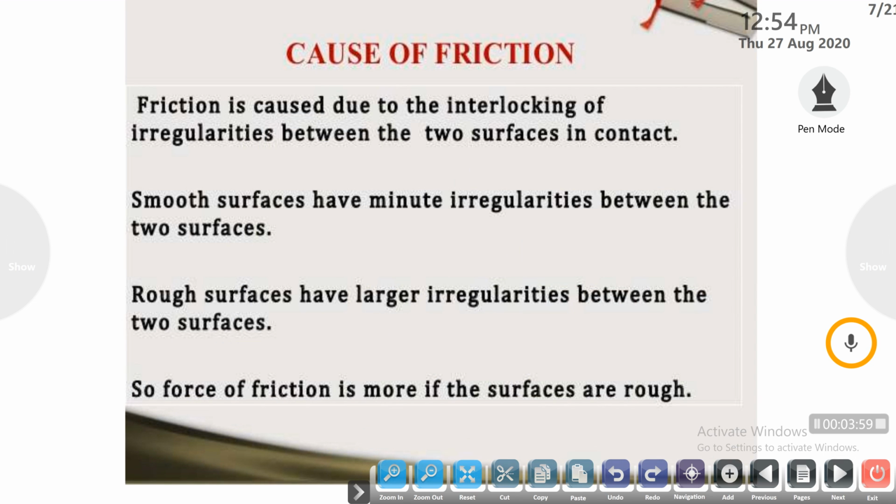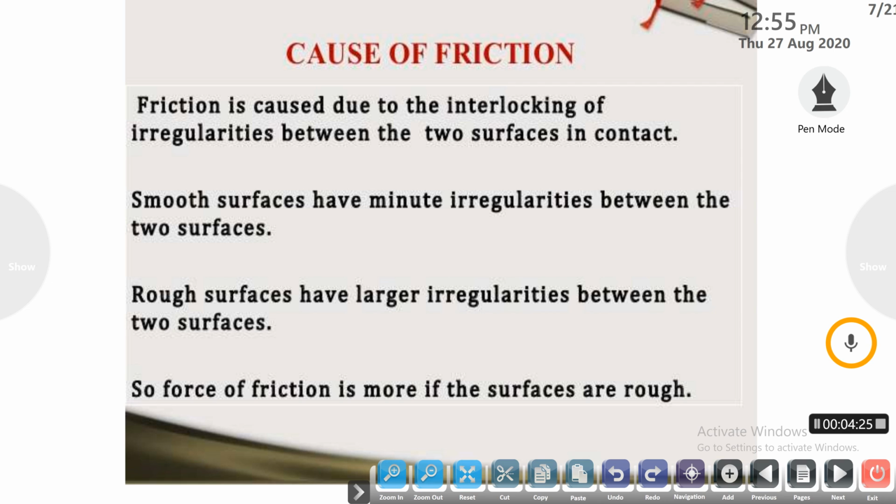The next topic is the causes of friction. What causes friction to oppose the motion of an object? Friction is caused generally due to the interlocking of the irregularities between the two surfaces in contact. Irregularities are the arrangement of atoms on the surface. So it is caused due to the interlocking between the two surfaces.